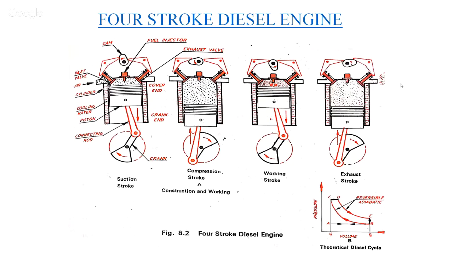See, the construction is similar to the petrol engine. Construction wise, the 4 stroke diesel engine is exactly similar, with a very, very small difference. It also consists of cylinder, cylinder head, inlet valve, exhaust valve, piston, connecting rod, crank, crankshaft, etc. Only the main difference in construction is this.